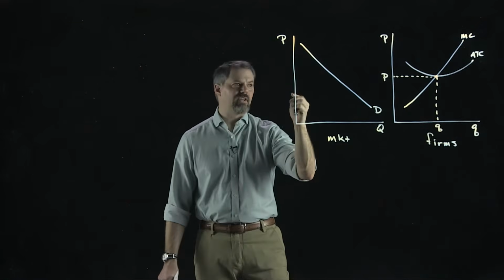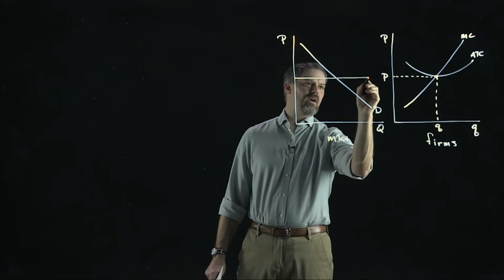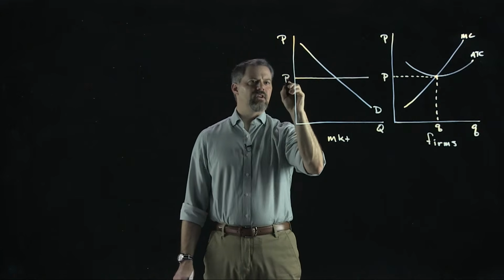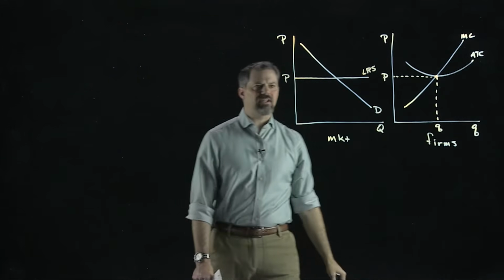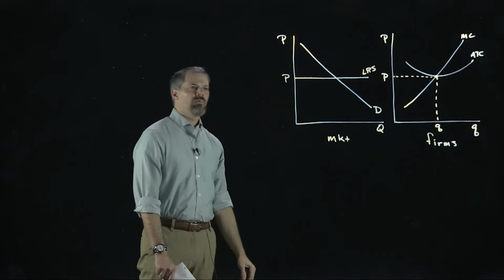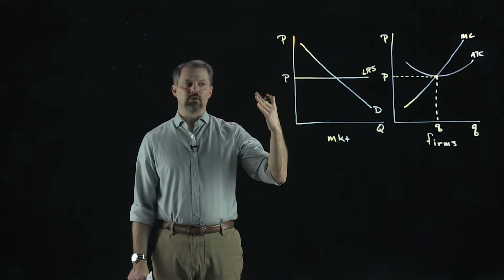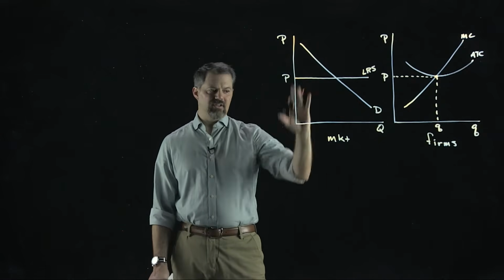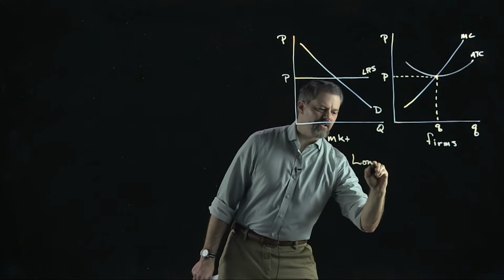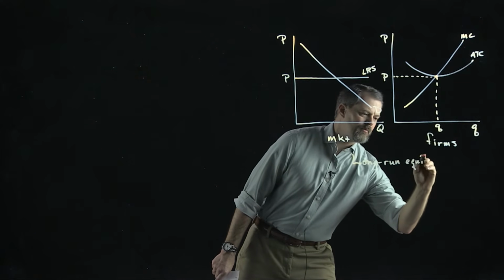Now, we've also seen that the long-run market supply curve is horizontal at that price. So there's our price. This is our long-run market supply curve. It's perfectly elastic. We also saw that our short-run market supply curve is upward sloping. And this is the picture that we're drawing here, which we're going to be calling long-run equilibrium.